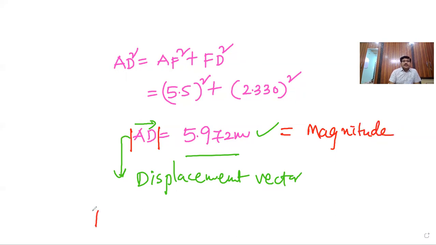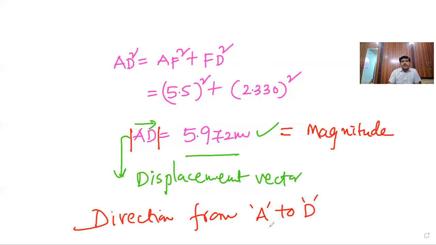What is direction? Direction is from A, the initial point, to the final point. Clear? Simple mathematics, we have the Pythagoras theorem. Okay. Hope you understood well.